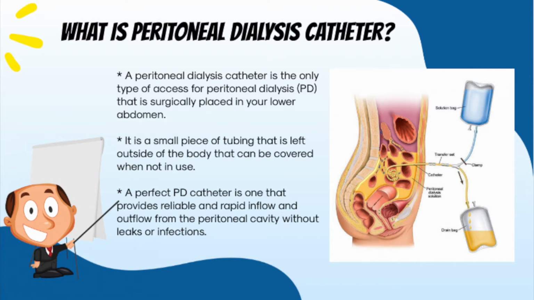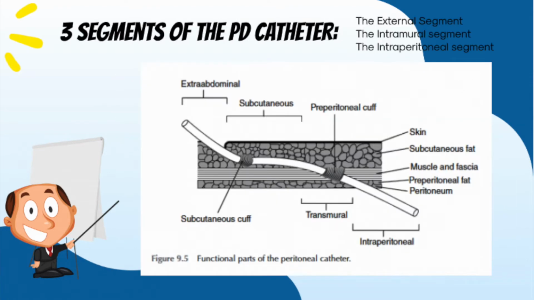It is the only type of access for peritoneal dialysis that is surgically placed in your lower abdomen. It is a small piece of tubing that is left outside of the body that can be covered when not in use. The PD catheter has three segments. The external segment, which connects via an adapter to the solution transfer set.